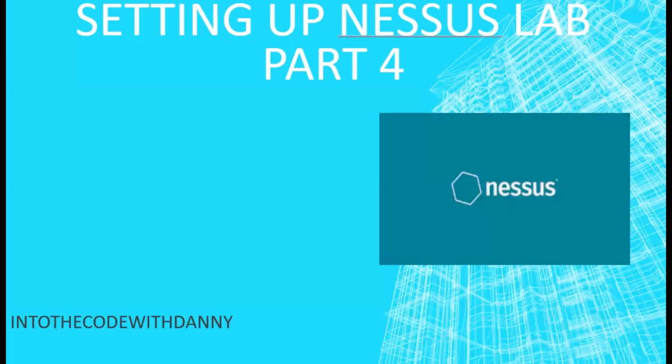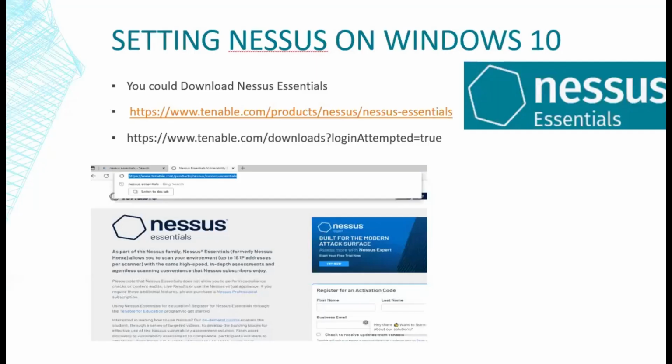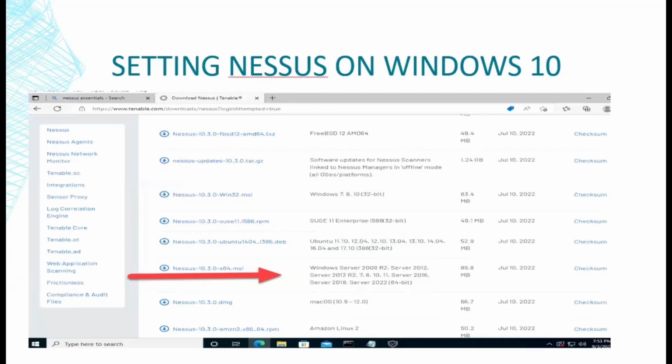All right, guys, next thing we're going to be doing is setting up our Nessus Lab. So this is part 4. Part of setting up the Nessus Lab, what you're going to do is follow the link in the description below, and that should take you to the Nessus site. It will ask you to register for an account, and you can go ahead and register for one. All right, and once you're done registering, it will ask you if you wanted to download Nessus for Windows 10.